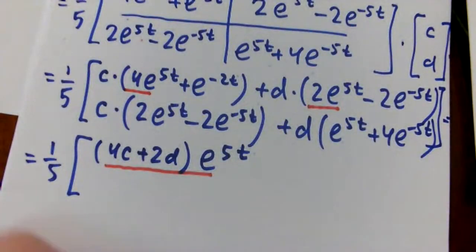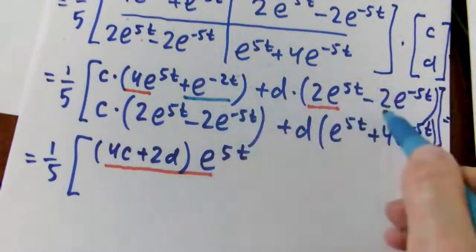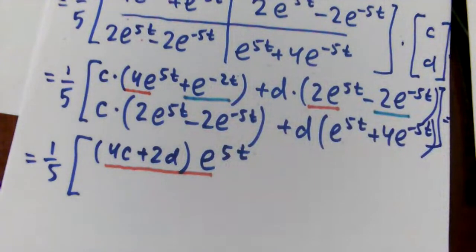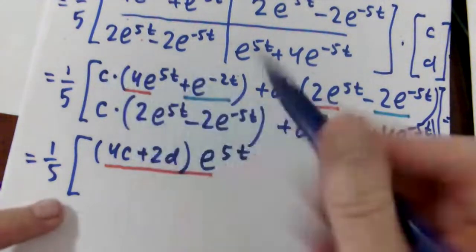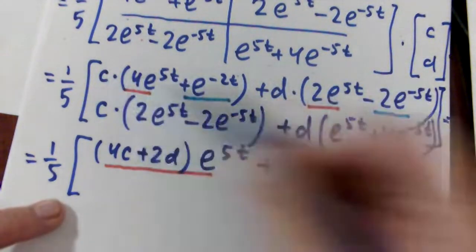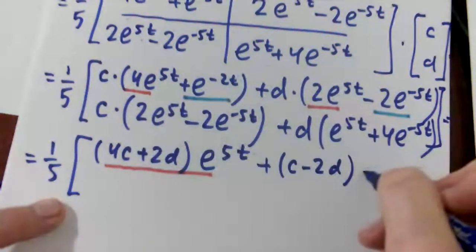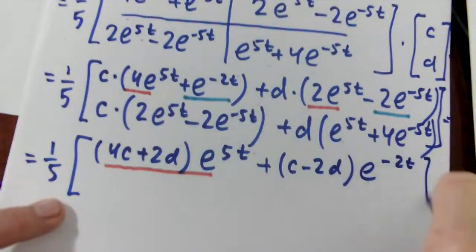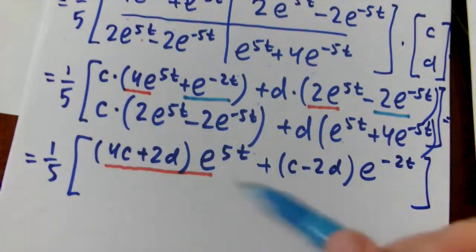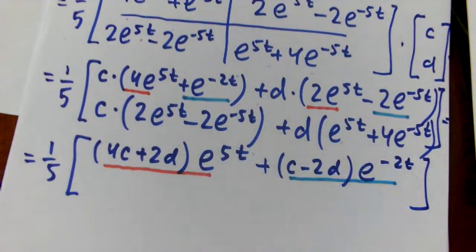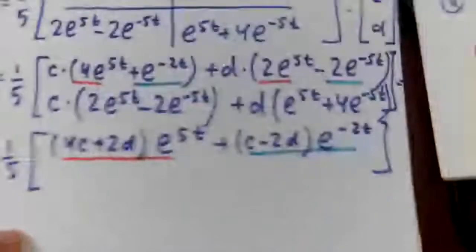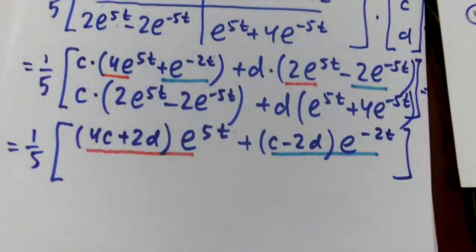And the next type of terms is this one. Let's call them light blue terms. They have coefficients c in front of this and minus 2d. So (c minus 2d) times e to the power of minus 5t. So this is going to be the blue term. Okay, so we managed to calculate the first row. Now we need to do the same for the second row.